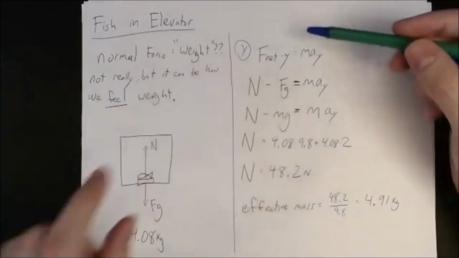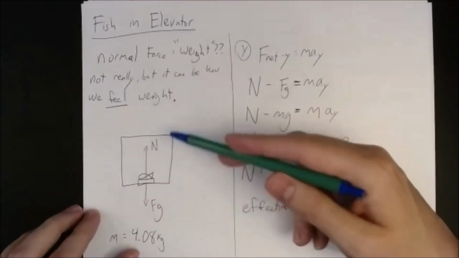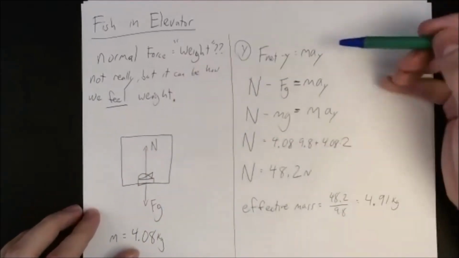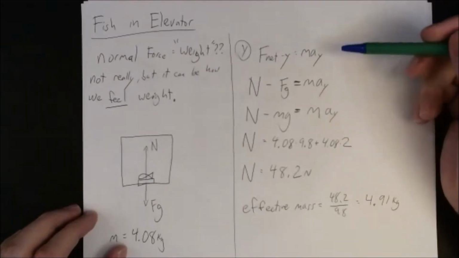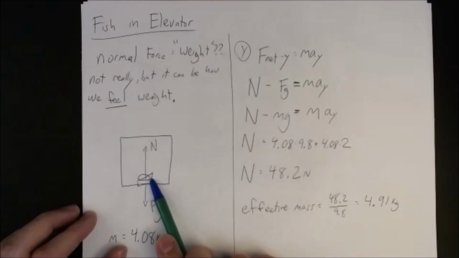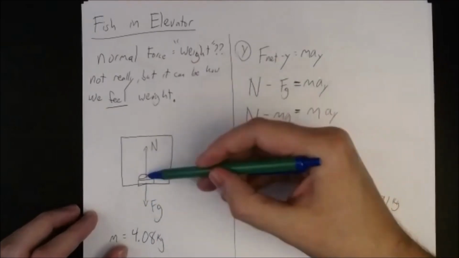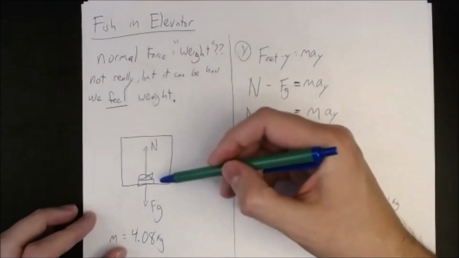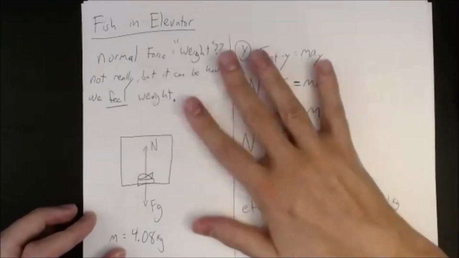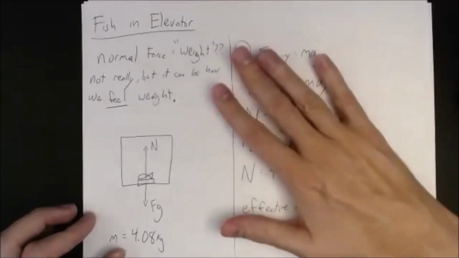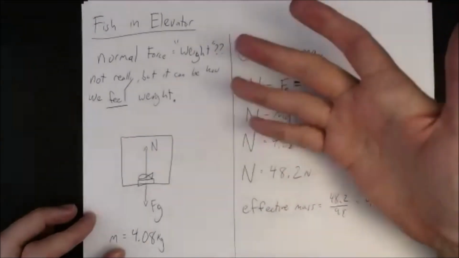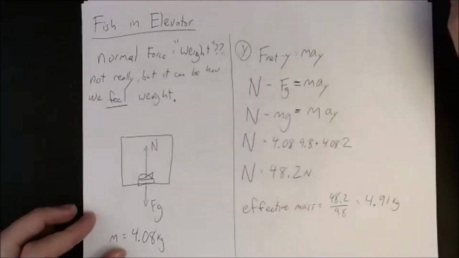So everything is happening in the y direction. Everything is in the y direction here. So we can just say F net y is equal to MAY. There are two forces acting on the fish. The fish is sitting on a scale, and so the scale has to be giving it a normal force because the scale has a physical surface and the fish is resting on that scale, so it has to be pushing up.